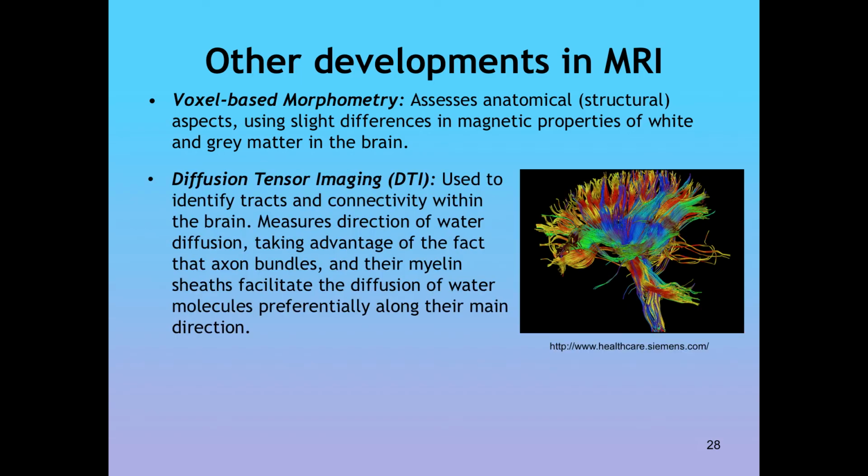Another one is DTI, or diffusion tensor imaging. And this, you're looking at connectivity within different brain regions. So kind of looking at these tracks to see which brain regions are connected to which. It basically measures the direction of water diffusion, and it looks at axon bundles and their myelin. Lots of fancy stuff going on. But the best part is that it makes these really cool looking images. So the different colors are related to the different directions.